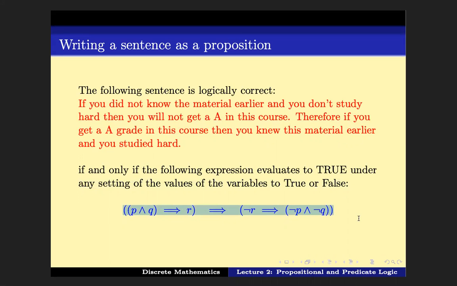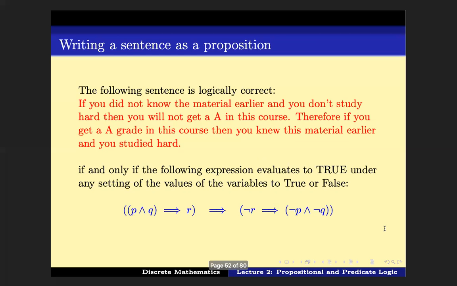This sentence should evaluate to true. So it is not like, oh no, see, if you put P equals true, Q equals false, and R equals true, this is true. No, this has to be true for any setting. Okay.